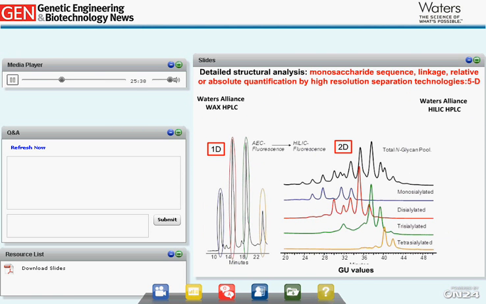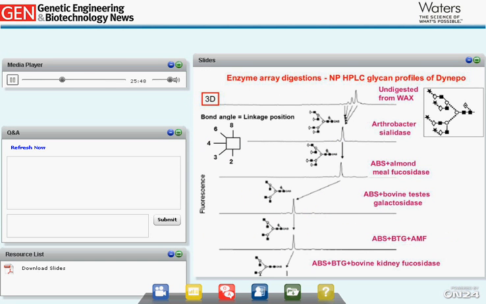If you take the tetrasialylated pool, which is in orange down at the bottom, you can use the enzyme array digestions that I just described to go into a third dimension of glycan analysis. And here you can see, if you know that this tallest peak in the top profile is this large antennary tetrasialylated structure, you can work your way down through these different enzyme digests, and you can see how we can demonstrate that that is in fact the right assignment.